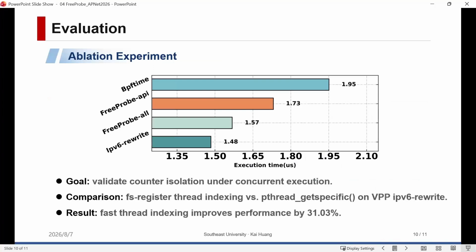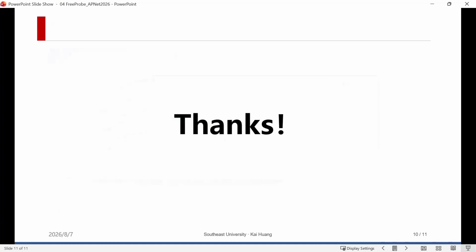And finally, we isolate the effects of the faster thread indexing. We compare the FS register design with a baseline that uses pthread_getspecific on VPP IPv6 rewrite. Removing the TLS API calls and indexing the per-thread counter directly improves performance by 31.03%. Thank you for your attention. I'm happy to take any questions.